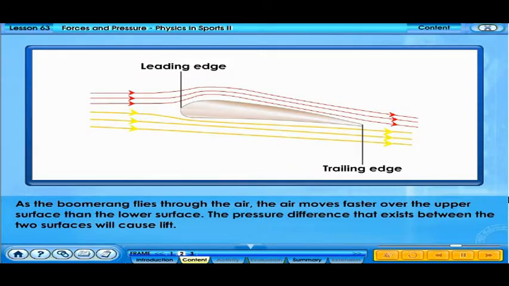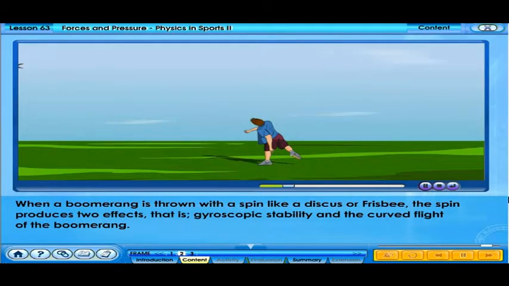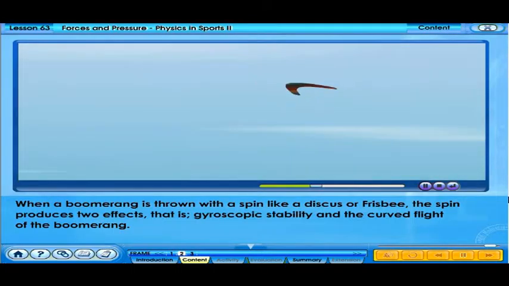As the boomerang flies, the air moves faster over the upper surface than the lower surface. The pressure difference that exists between the two surfaces will cause lift. The weight of the boomerang produces a drag, which slows down the motion. This reduces the time the boomerang is in flight after being launched. When a boomerang is thrown with a spin like a discus or frisbee, the spin produces two effects: gyroscopic stability and curved flight of the boomerang.